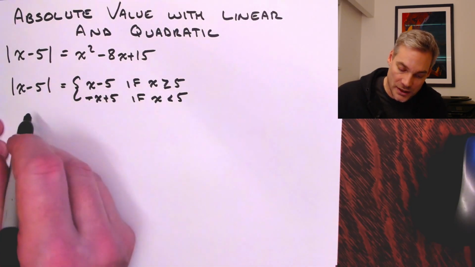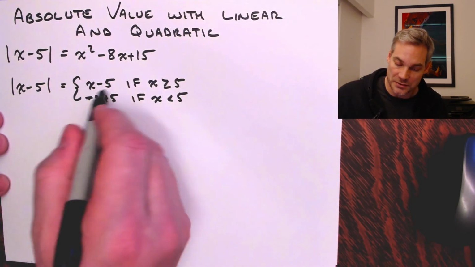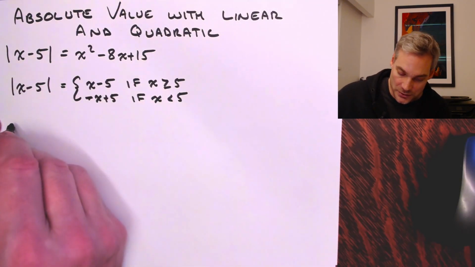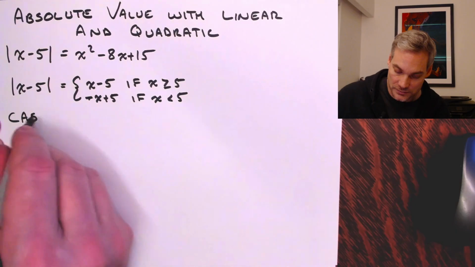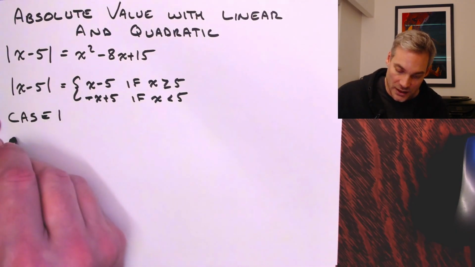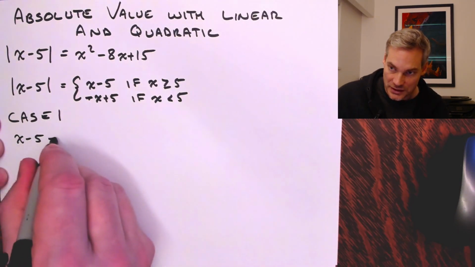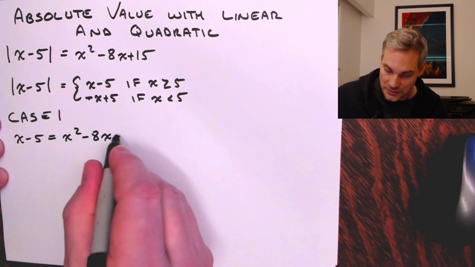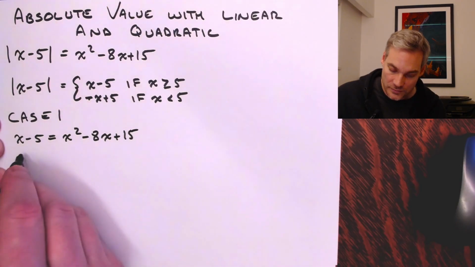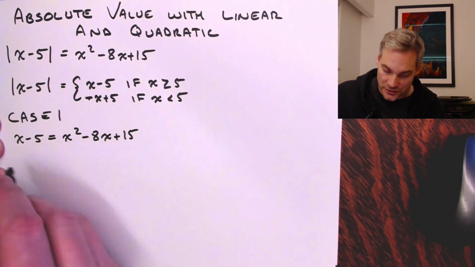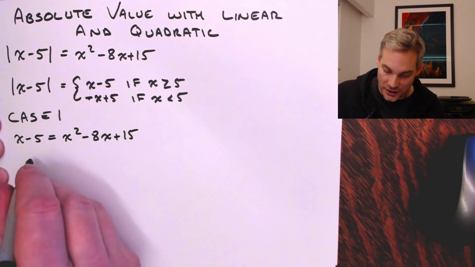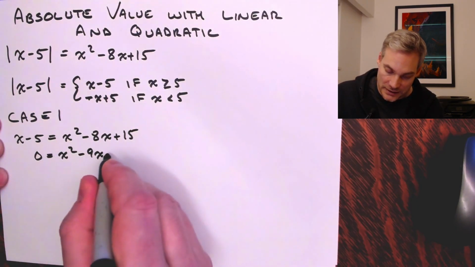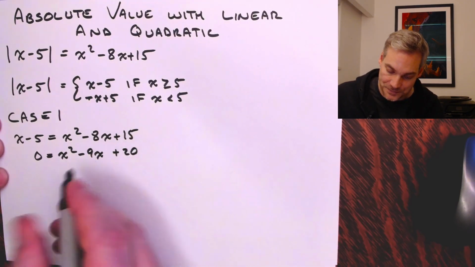So now we have the two cases. We have this and this. I'm going to try both cases. So I will say case 1. That is when x − 5 equals x² − 8x + 15. So I move these terms over, minus x on both sides and add 5. So I get 0 equals x² − 9x + 20.